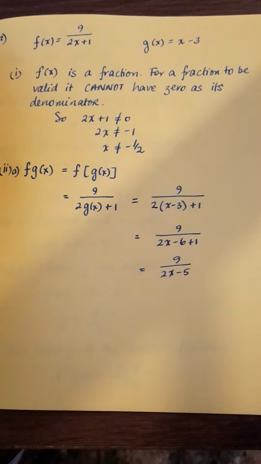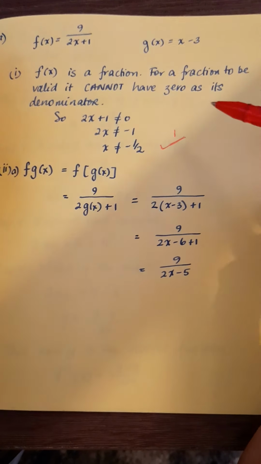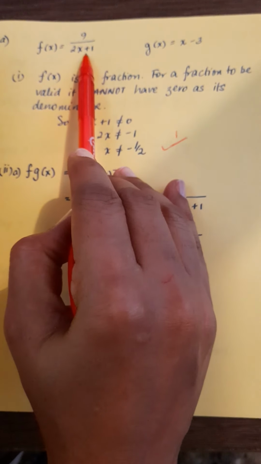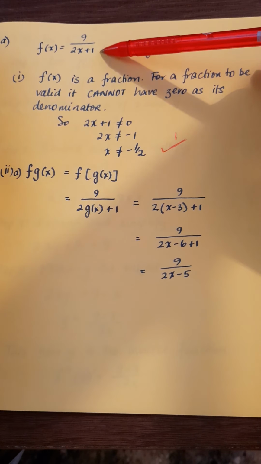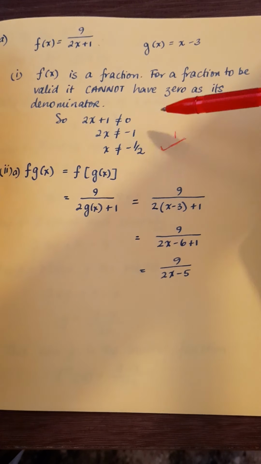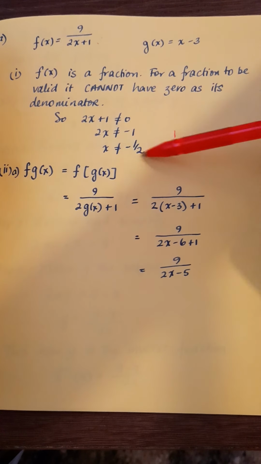This is our 1 mark question. That is it, right? Some people can just watch up there and know that this is negative a half. But if you cannot, this is how we do it. We make the denominator not equal to 0 and work it.